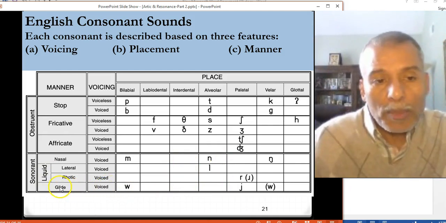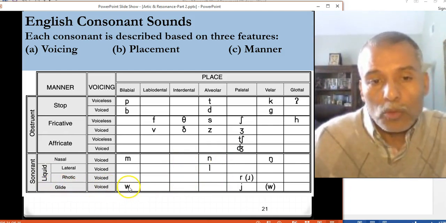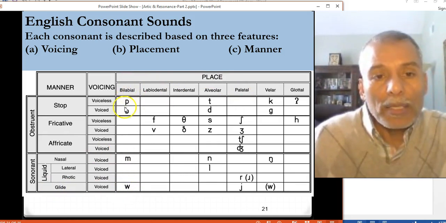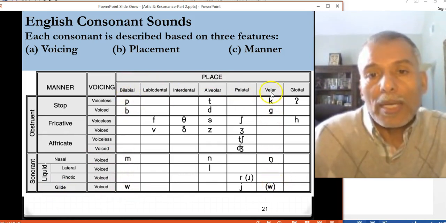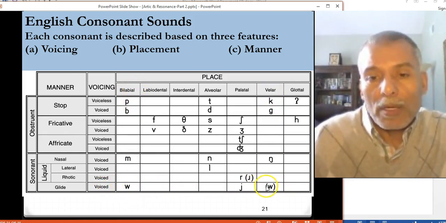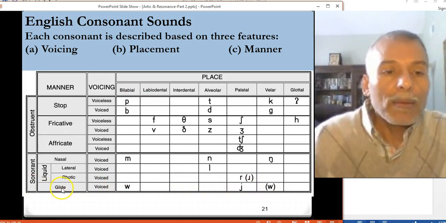The w, as I explained, has two positions, two placements. It has the bilabial positioning, and it has the velar. So it is a voiced, bilabial, velar, glide.